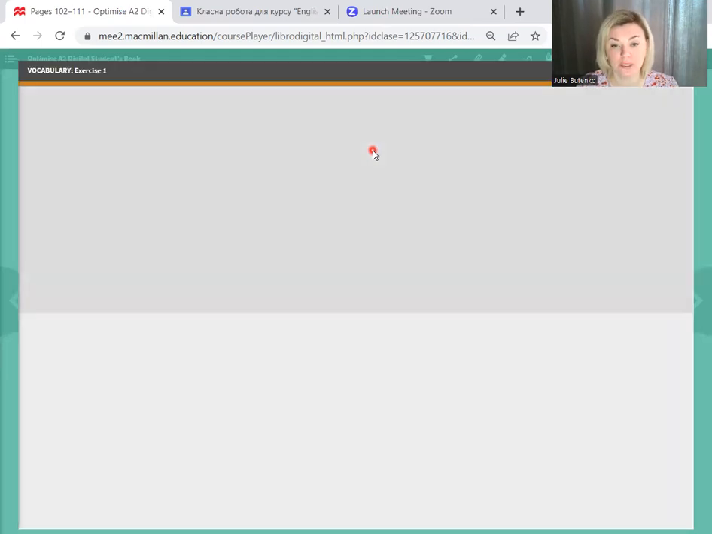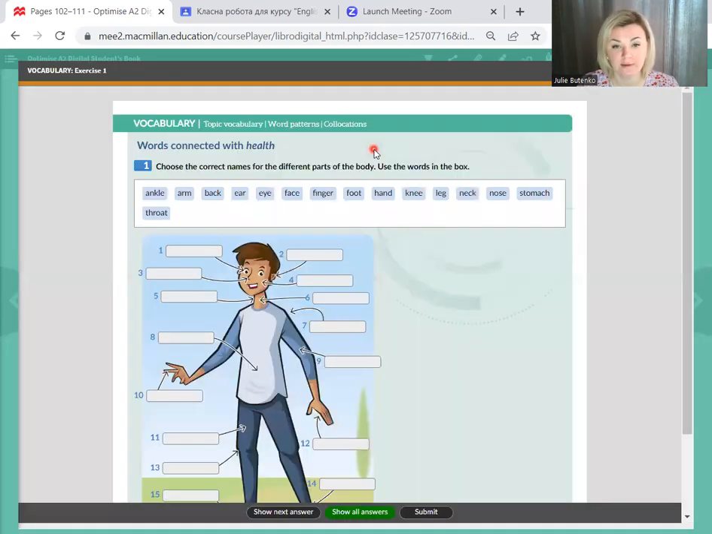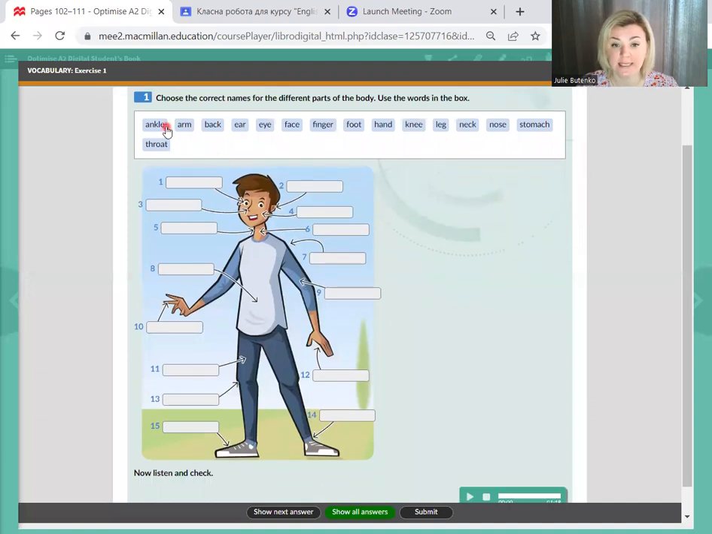If you have a book, please work in your books. If you don't have a book, open your exercise books, notebooks, and please write there. Because at the end of our lesson, your task will be to take a picture of your notes and attach it to classroom. The first exercise is to choose the correct names for different parts of the body. Use the words in the box.